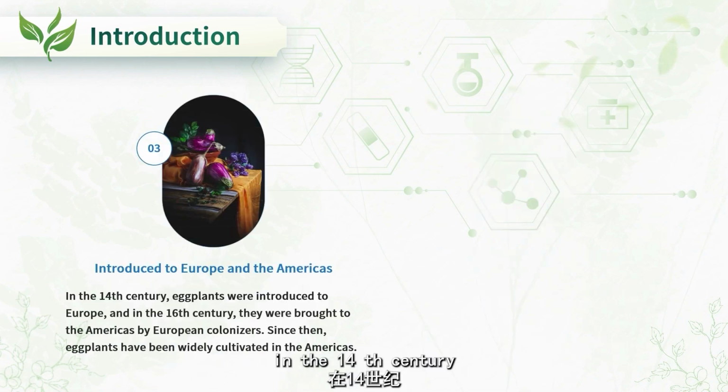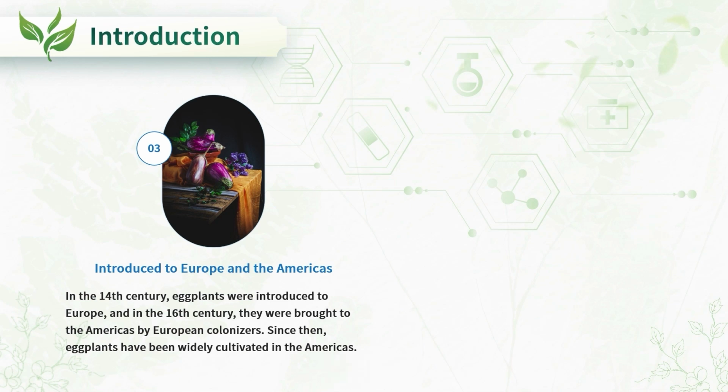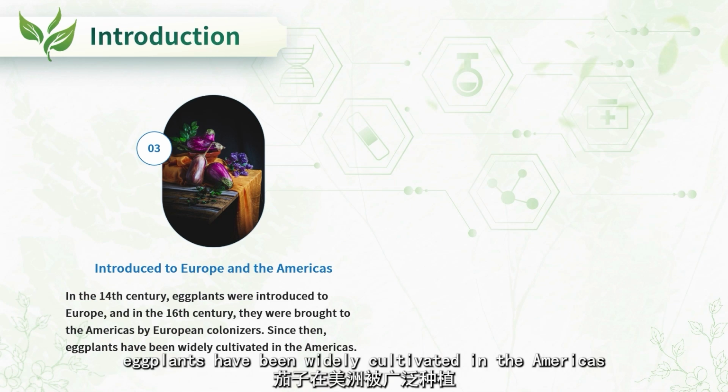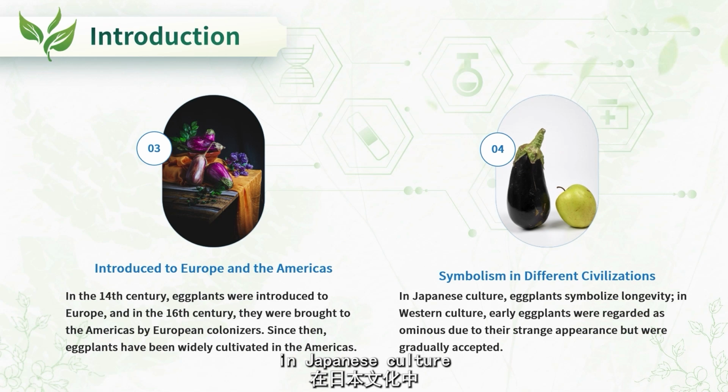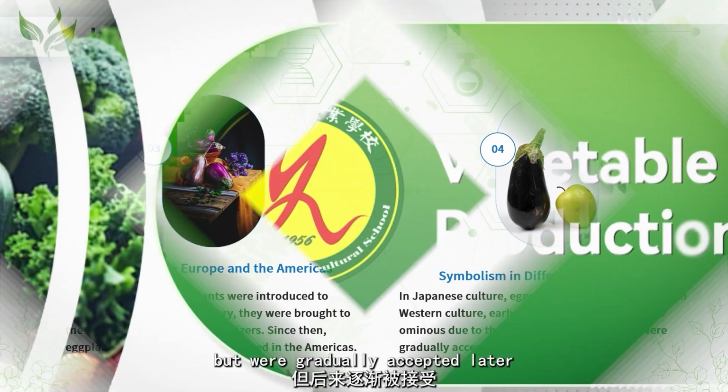In the 14th century, eggplants were introduced to Europe, and in the 16th century, they were brought to the Americas by European colonizers. Since then, eggplants have been widely cultivated in the Americas. In Japanese culture, eggplants symbolize longevity. In Western culture, early eggplants were regarded as ominous due to their strange appearance, but were gradually accepted later.